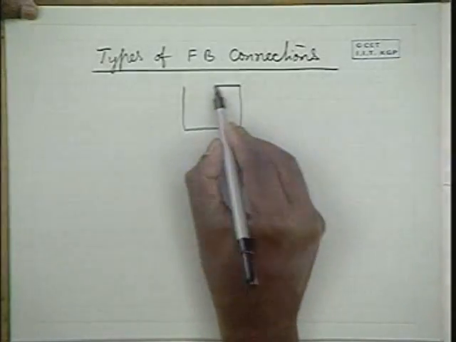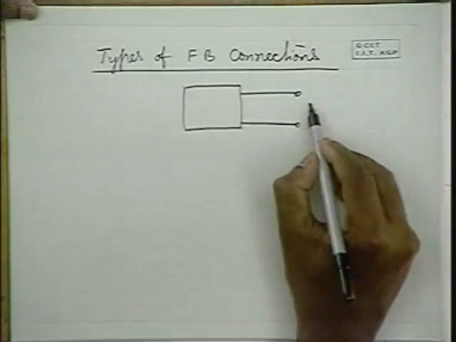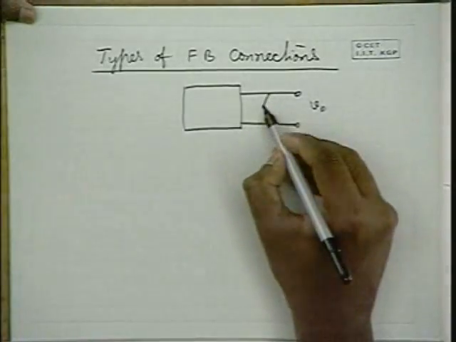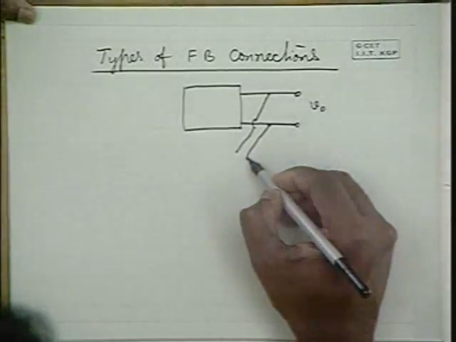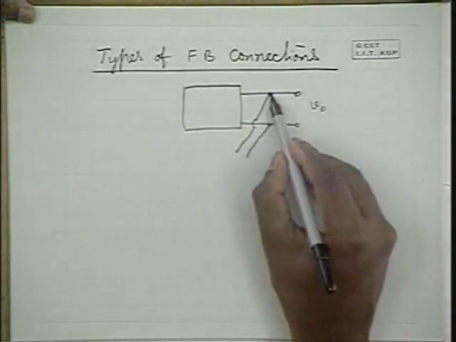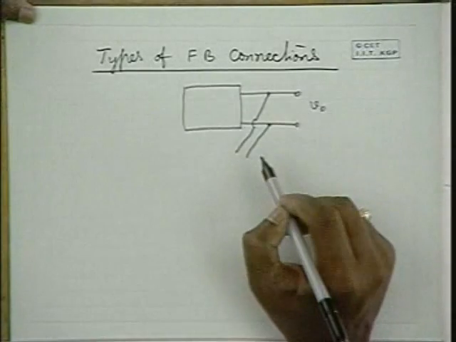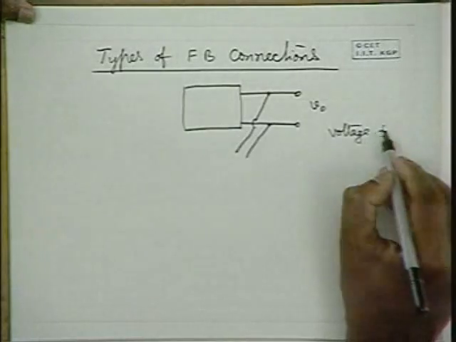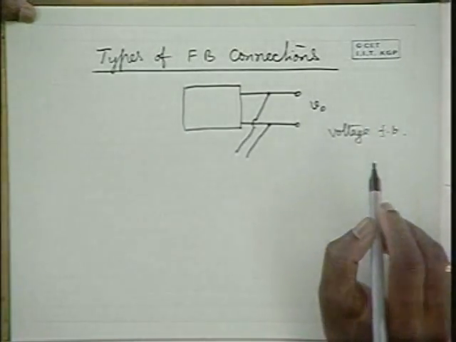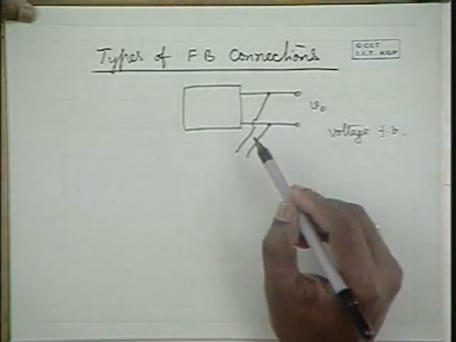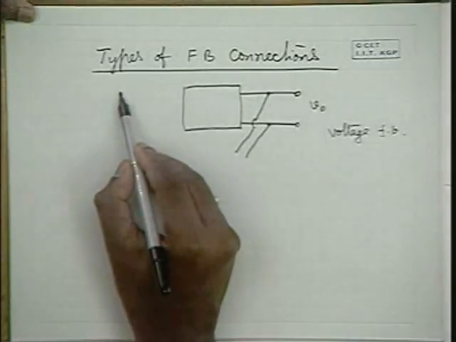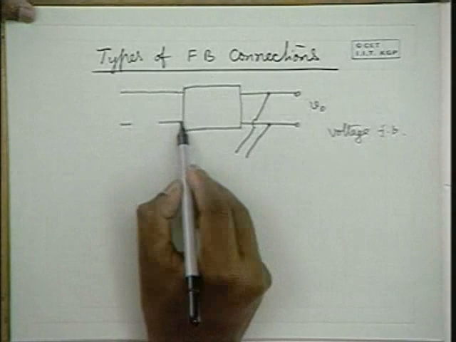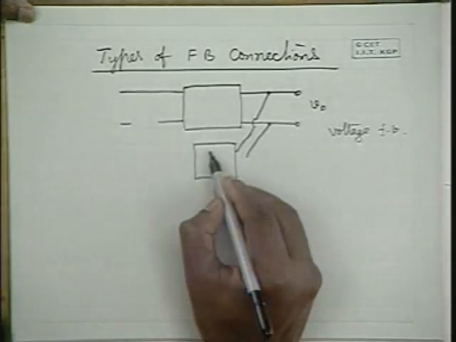So in an amplifier, the output can be a voltage signal. If the output is a voltage signal, we sense the output. So while sensing, we tap the output in parallel. So we tap the output voltage means you tap the output in parallel. So this is known as voltage feedback. And the voltage feedback can be applied to the input in shunt or in series. So it is applied in series to a feedback network.